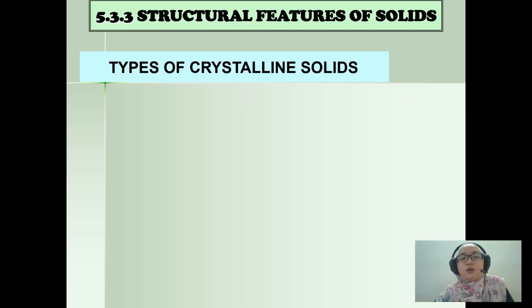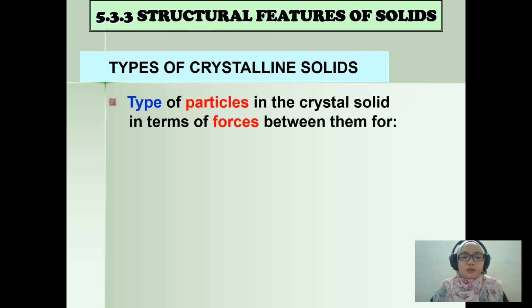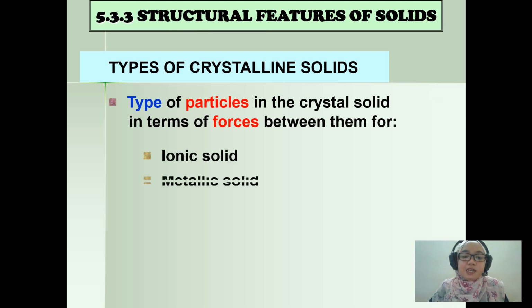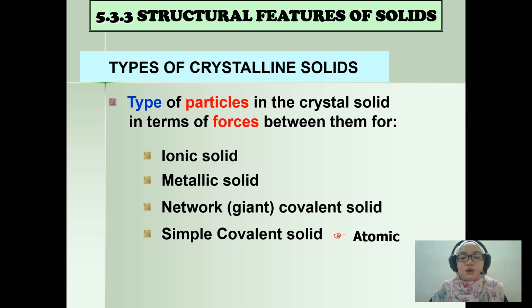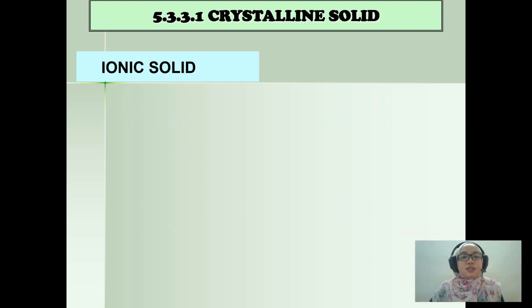So now, we are going to look at the types of crystalline solid. The types of particles in the crystalline solid, in terms of forces between them, are ionic solid, metallic solid, network or giant covalent solid, and simple covalent solid. Simple covalent solid dia ada dua, satu atomic and satu molecular. We're going to look at all these types of crystalline solid and their examples. First, we are going to look at ionic solid.